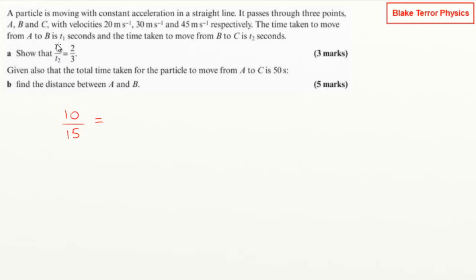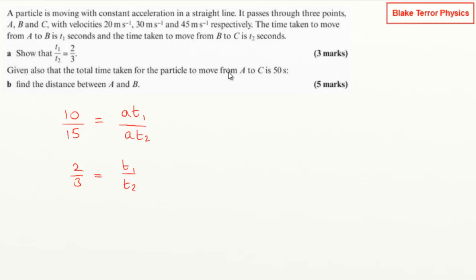is the acceleration multiplied by the time in each case. So that is the acceleration multiplied by t1, and that's the acceleration multiplied by t2. So we're using the same concept exactly as we had in the previous question of the accumulation of the acceleration is the change in the velocity. So that just simplifies down to 2/3 equals t1 over t2, which is exactly what they were looking for.